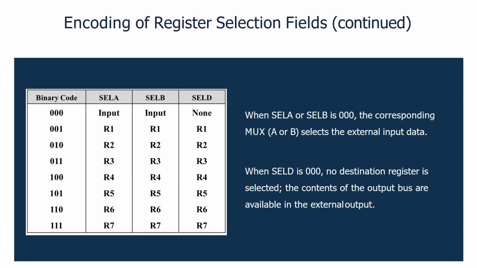When selection line A or B is 0, the corresponding multiplexer selects the external input data. Input is given externally. When selection line D is 0, no destination register is selected. The content of the output bus is available in the external output. So all these 3 values are handled externally when the values are 000.